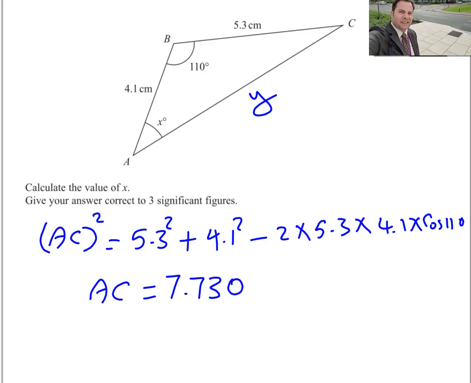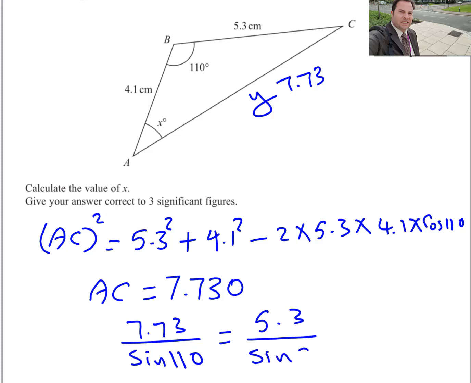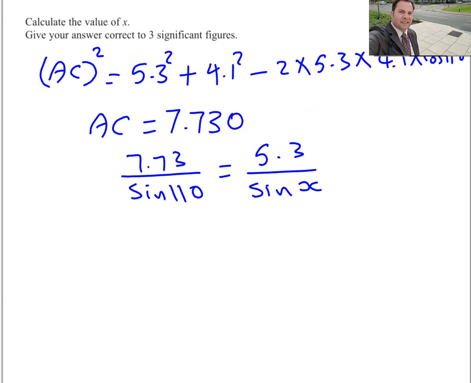So now after getting this side 7.730, you can find x by applying the sine rule or cosine rule, both are the same. If you apply the sine rule, because now you have a pair of side and opposite angle, you can get 7.73 divided by sine 110 is equal to 5.3 divided by sine x. Then by solving this equation, you can find the value of x.